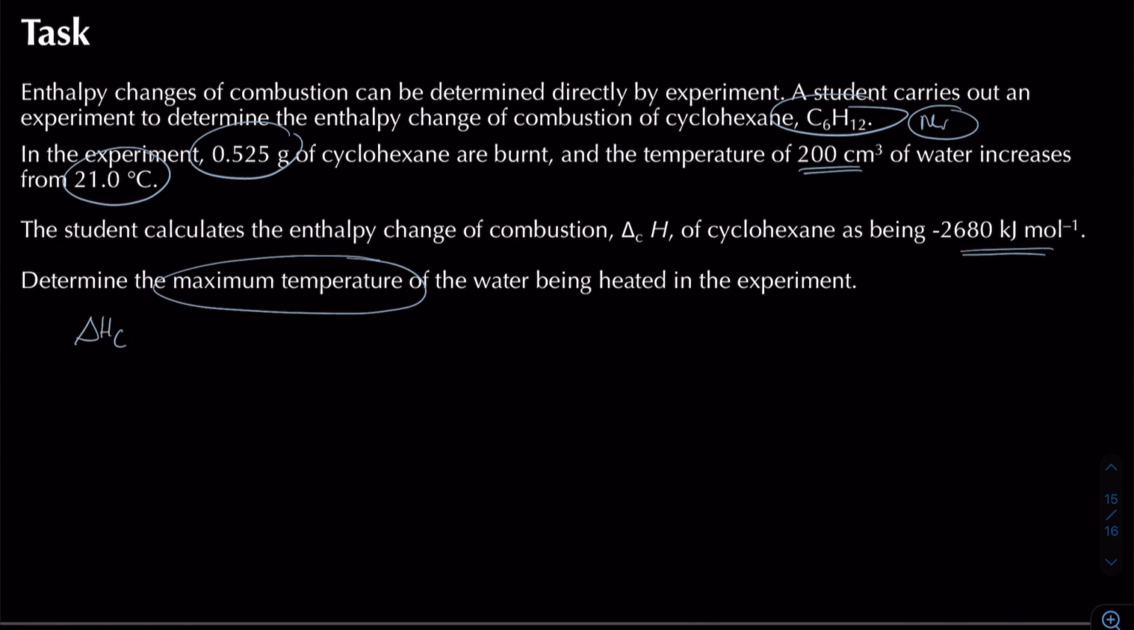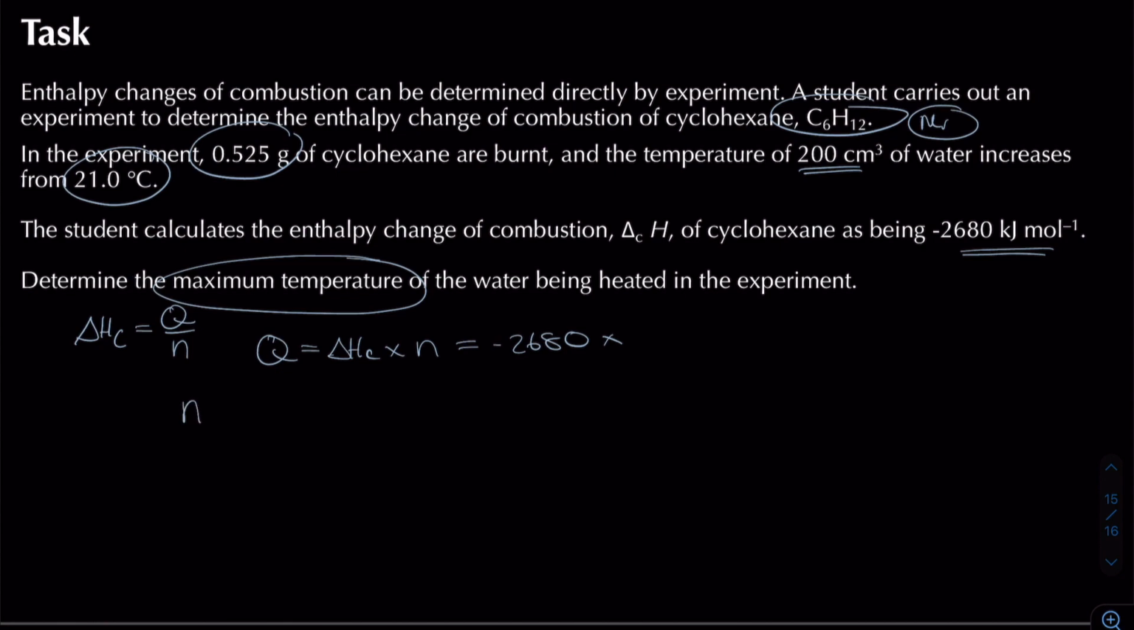Delta H combustion is equal to Q over N. And how can we rearrange this? Well, to rearrange this, we need to be able to find Q in this case so that we can find our value for delta T, and hence we can find our maximum temperature itself. So what we end up with is a new equation, times in both sides by N. In that case, Q is going to be equal to delta H combustion times the number of moles, and so that's going to be the enthalpy change of combustion, which in this case is given to us as minus 2680, times by the number of moles of cyclohexane.